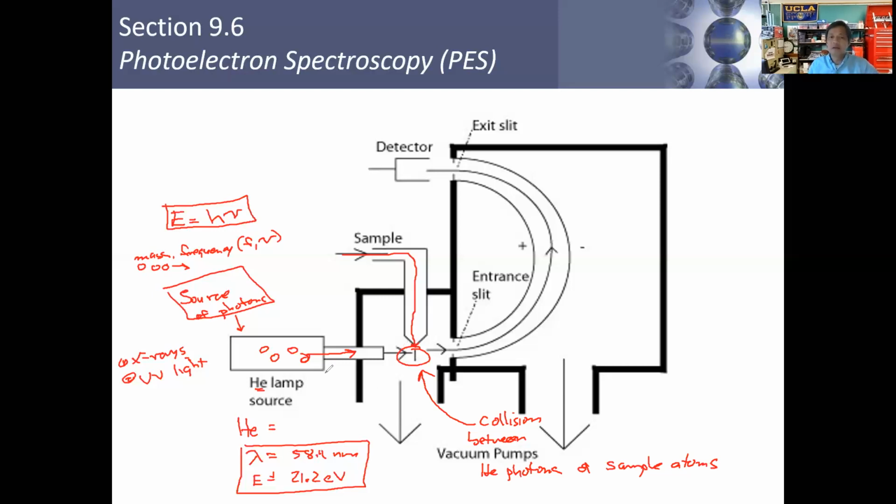But if the photons hit with enough energy, they will eject these electrons, just like we saw with the photoelectric effect. Remember, if you hit a piece of metal with a high enough frequency, or a short enough wavelength, the threshold frequency, then the electrons get ejected. These electrons get ejected, and then they move into this chamber here.